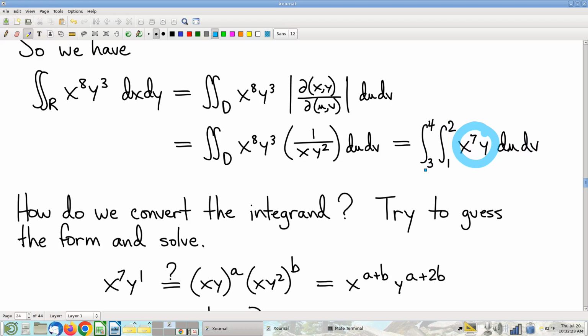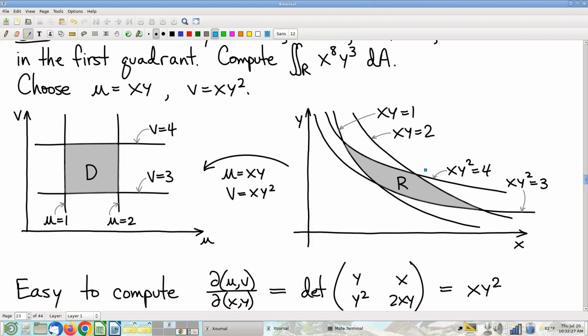It's tempting to say, okay, fine, just plug in for x and y. I don't have x and y. I have u and v. So, annoying. What do we do? You have a couple of choices. You could try to solve for x and y. And in this case, it's not even hard. But in other cases, it is.